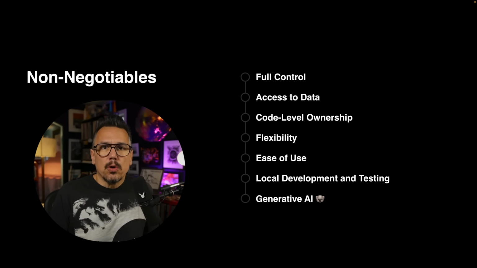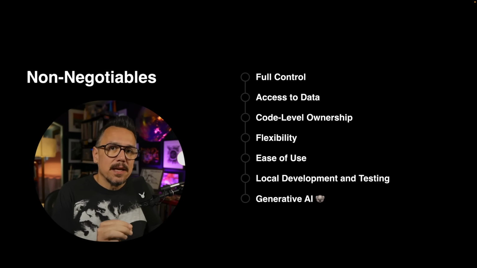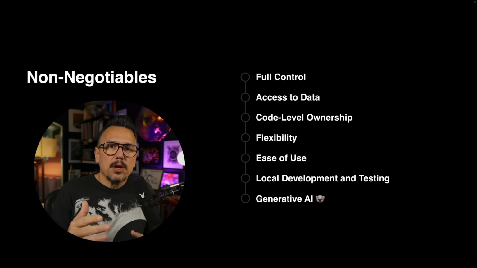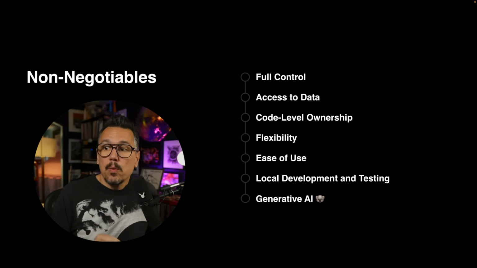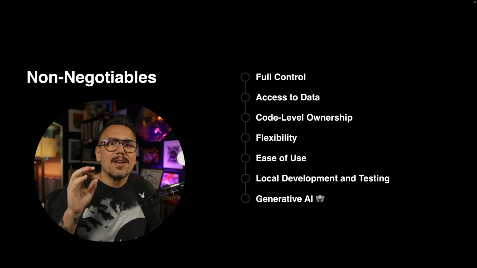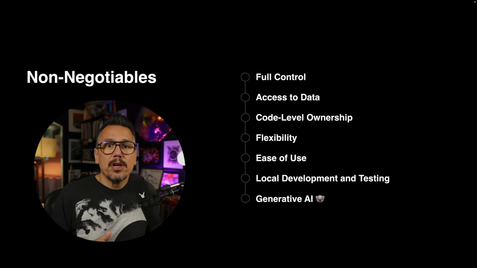We wanted full control. We want access to our data and our database at every single step of the journey. We want to have code level ownership, and this means that all of the code and the driver of our workflow exists in our repositories and that we own that. We want flexibility and ease of use, and this is hugely important because we want to iterate and improve the customer experience over time. We also want to be able to develop and test locally, and as the cherry on top, we want to be able to use generative AI to create some of the content for us.